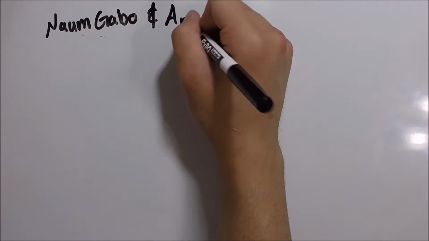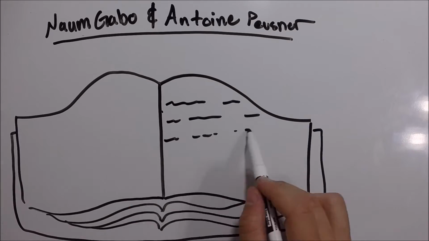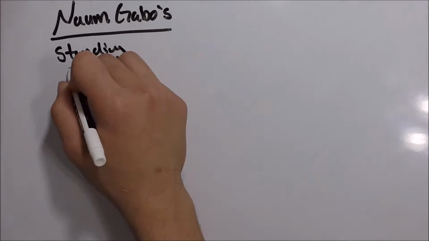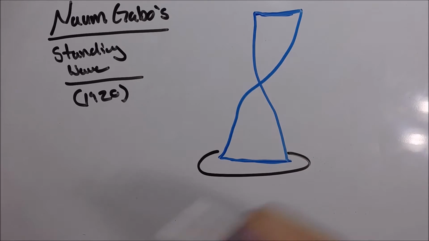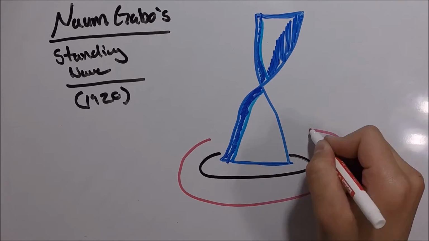Later on in the year 1920, two constructivist artists, Naum Gabo and Antoine Pevsner, used the term kinetic art in their Realistic Manifesto. Naum Gabo's piece, The Standing Wave, was exactly that, just a wave that stood on its side. Crafted from sheet metal and designed to oscillate, it showed the movement of a natural wave with contrasting shadows.